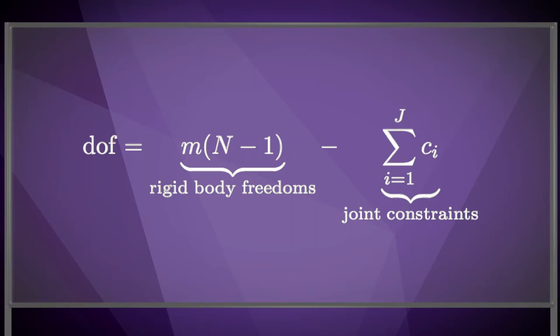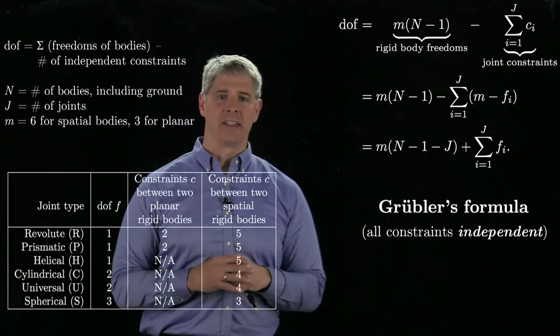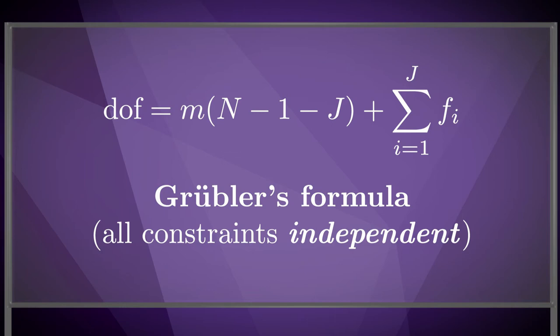n minus 1 is the number of links other than ground, and m times (n minus 1) is the total number of freedoms of the bodies if they're not constrained by joints. Then we subtract off the constraints provided by the j joints. Since the number of constraints provided by joint i is equal to m minus the number of freedoms allowed by joint i, we can replace c_i by m minus f_i and rewrite the equation like this. Rearranging once more, we get this, and this is called Grubler's formula. It assumes that the constraints provided by the joints are all independent.